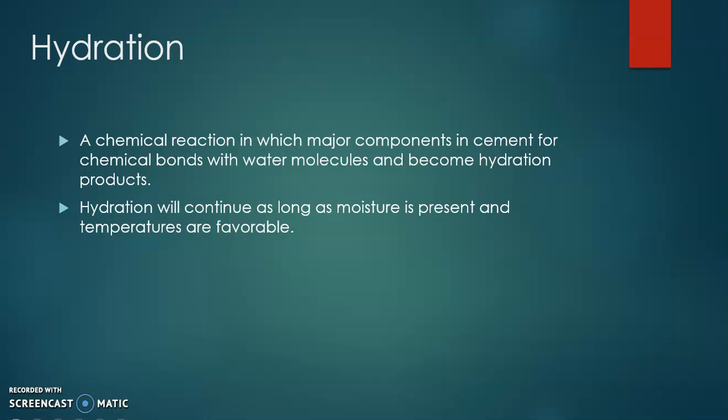When you mix Portland cement and water together, it creates a paste that surrounds the mixture of all the aggregates and starts a chemical process called hydration. Hydration is a chemical reaction in which major components in cement form chemical bonds with water molecules and become hydration products. Hydration will continue as long as moisture is present and the temperatures are favorable.